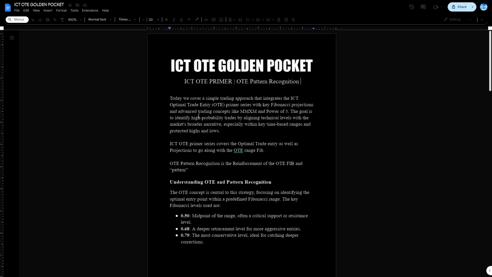I have a lot of chart time anyway. I'm not really here to show that anyway. It's pretty simple using the OTE.